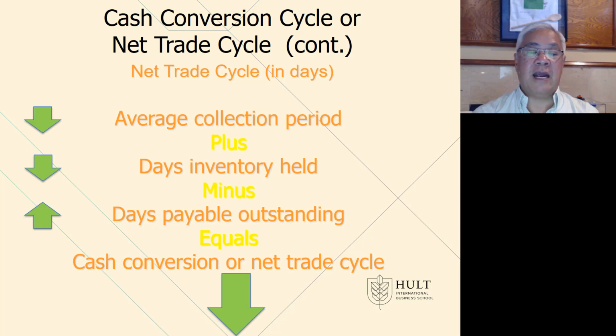And if you were to look at arrows, we want the collection period to go down, collect faster. We want inventory to be down, sell faster. And we want payables to go up, again, subject to not hurting your relationship with the vendors. We want them to give you more time.